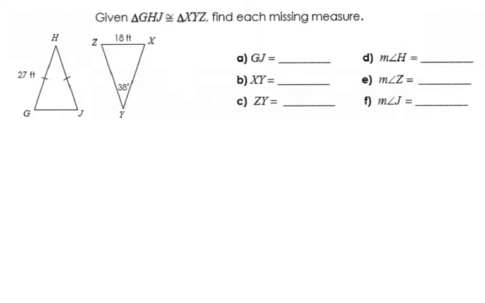Okay, so now let's solve some problems with this. Alright, so notice we have our congruency statement right here. We also have a picture. Like the first letter is G and the second letter is X, so G and X have to correspond with each other. The second letter is H and then Y, so H and Y correspond with each other. And then the last letters are J and Z, so J and Z correspond with each other.